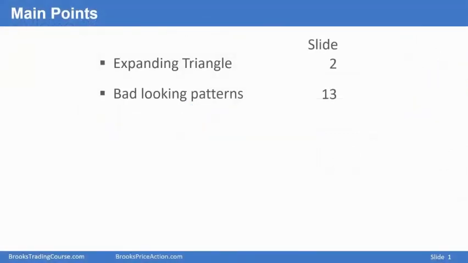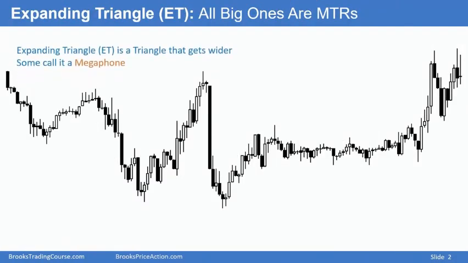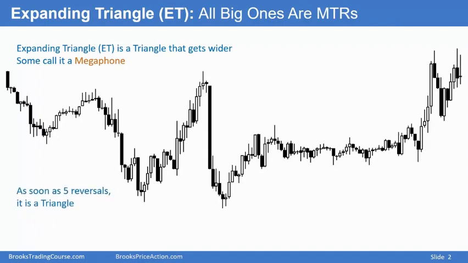Sometimes triangles expand. The legs get bigger instead of smaller, expanding triangles. And sometimes the patterns do not look quite right. The worse they look, the less reliable they are. A triangle is a trading range that has 3 reversals. Most triangles have converging lines, but sometimes the legs get bigger. Some traders would call it a megaphone pattern because it looks like a megaphone. Again, as soon as you see 5 reversals, it's a triangle.